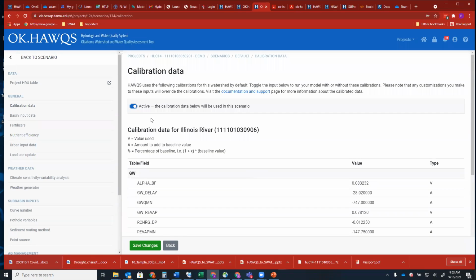Oh, by the way, where this calibration parameter is coming from: when we calibrated the Illinois River, this is a branch of the Illinois River, and the calibration location is right here. At what HAWQS 12 location it was calibrated, so that you get a general idea that the parameters used in that watershed are transferred to this smaller subset of that watershed within the Illinois River.